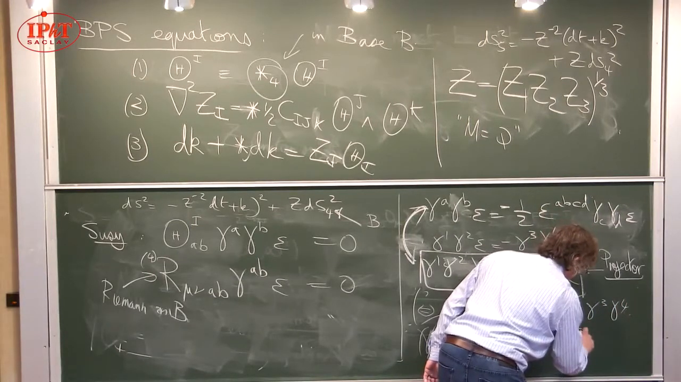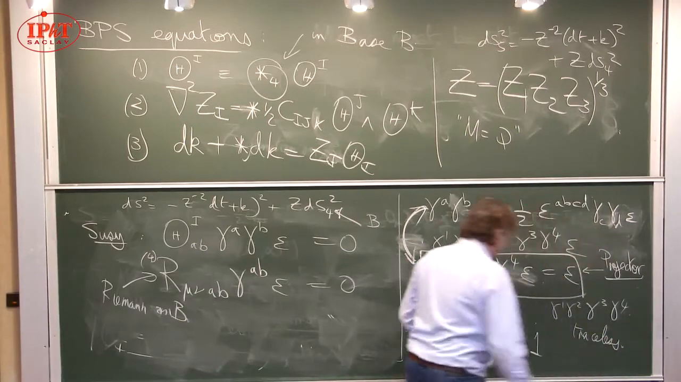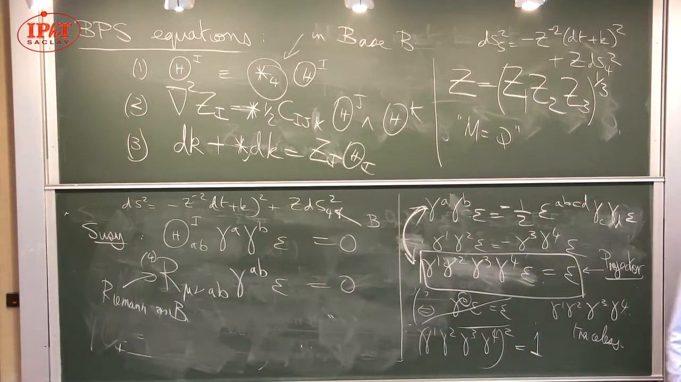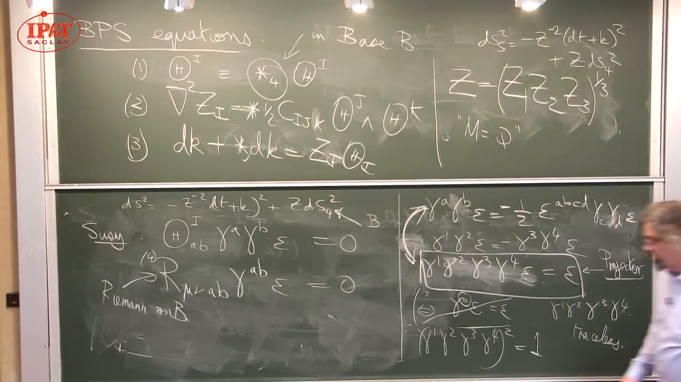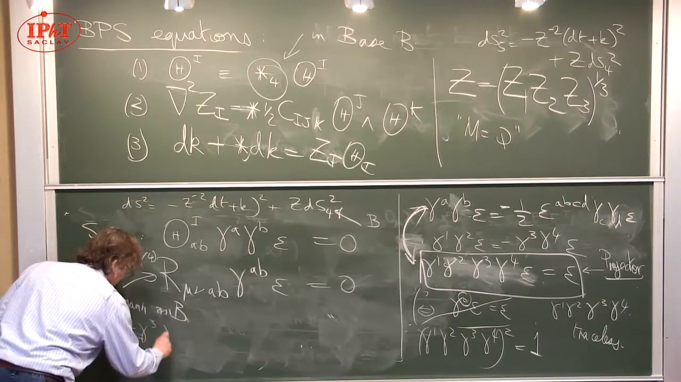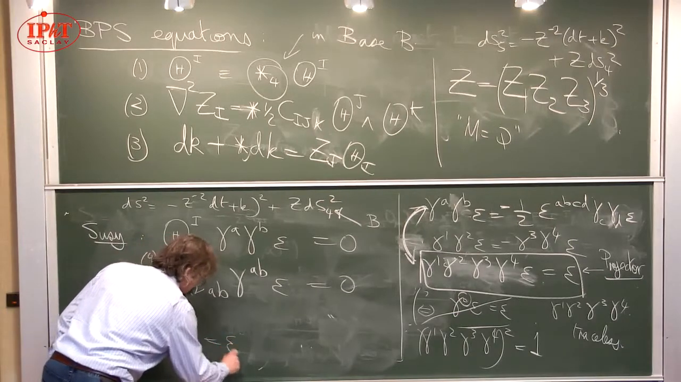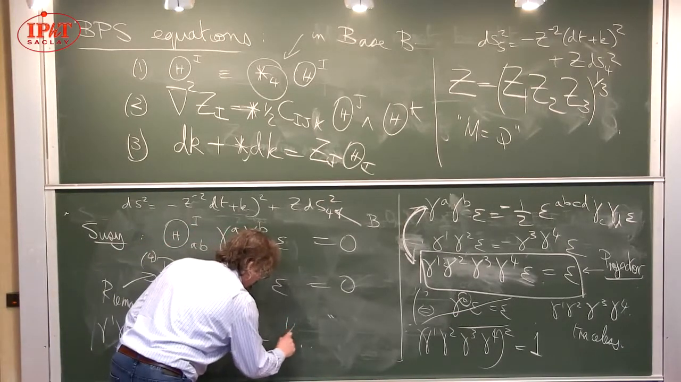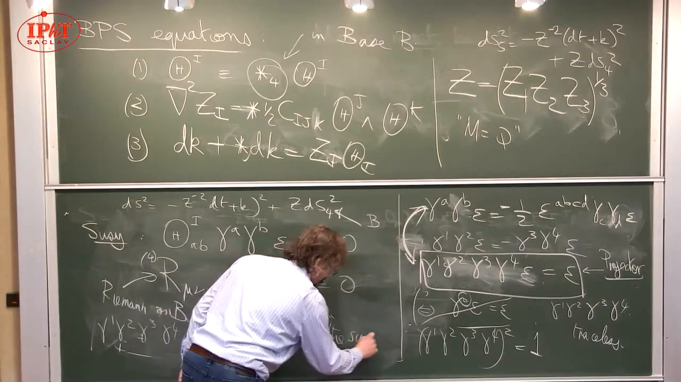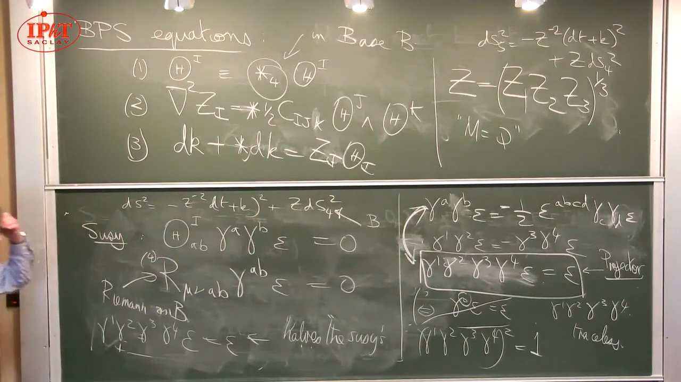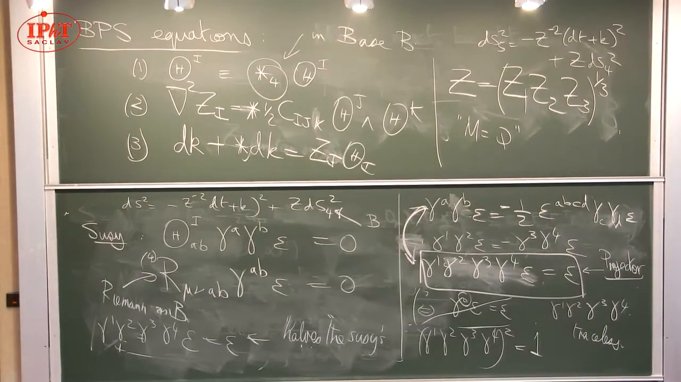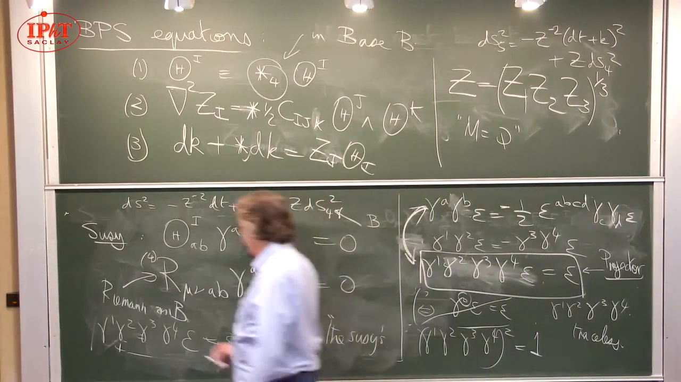It's traceless. So therefore, just as before, it has eigenvalues plus or minus 1, and it has equal numbers of plus 1s and minus 1s. So exactly as before, this projection condition cuts the supersymmetry in half. It gives you half the supersymmetries. So the theory started with 8 supersymmetries, and it's now got 4. So that's the only projection condition there is.